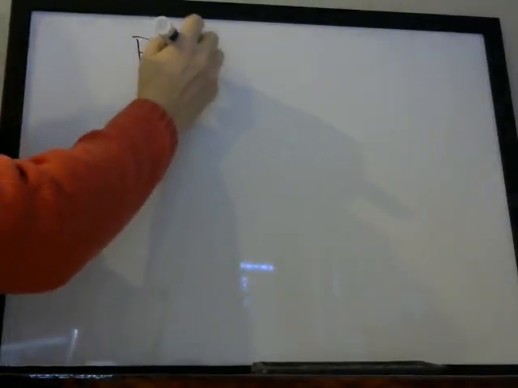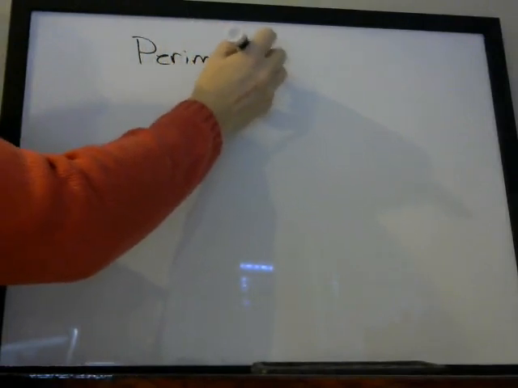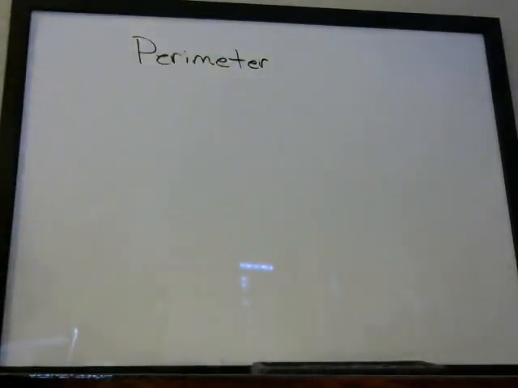In this video, we're going to talk about two concepts that are related to triangles. And the first concept is called perimeter. Now, perimeter is just the measurement around an object, in this case, around a triangle.